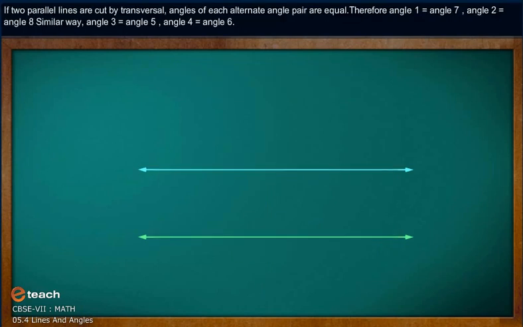If two parallel lines are cut by transversal, angles of each alternate angle pair are equal. Therefore, angle 1 is equal to angle 7. Angle 2 is equal to angle 8. In a similar way, angle 3 is equal to angle 5 and angle 4 is equal to angle 6.